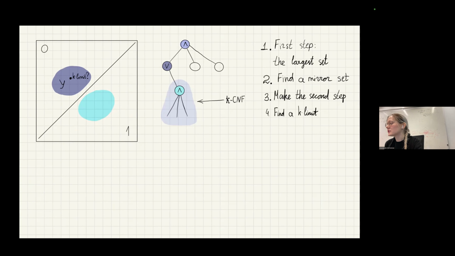So I want to start unpacking this general plan, actually from the last point here, from finding a k-limit. Because so far we know this bit unpredictability. Let me just repeat it to you again. So we know how to generate k-limits using unpredictability of 1 bit.